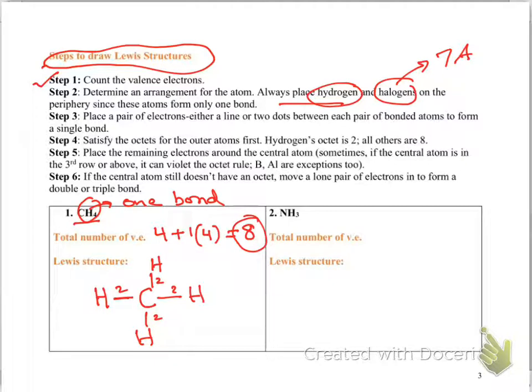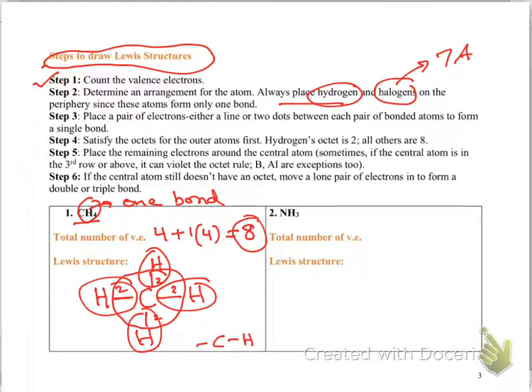So is carbon stable now? Yes, because it has 4 bonds around it, and each bond is 2 electrons, so 4 times 2 is 8. And each hydrogen has 2 electrons around it, so it is stable too. So the Lewis structure is CH4. This is a method which we call the valence electron method.